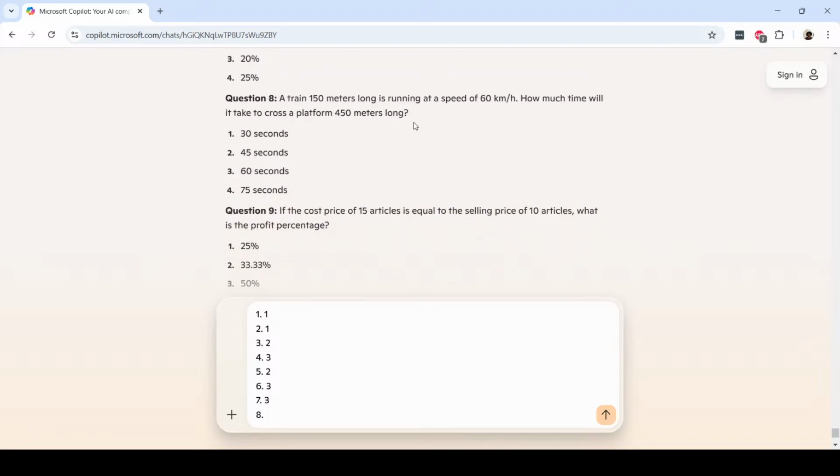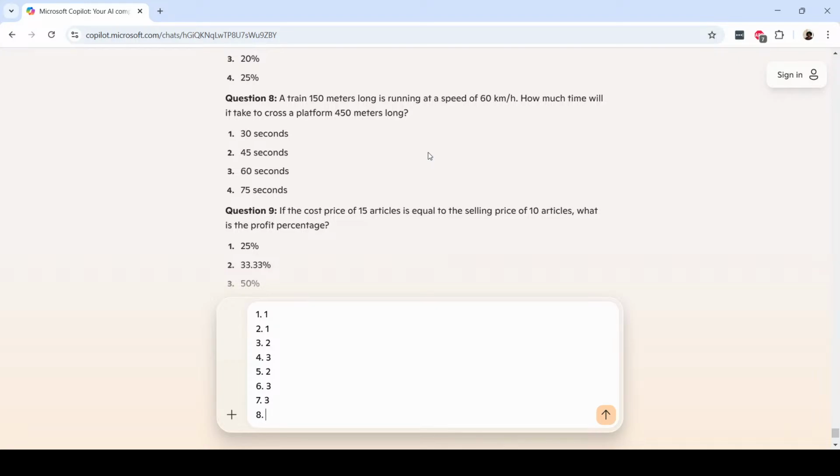A train 150 meters long is running at the speed of 60 kilometers per hour. How much time will it take to cross a platform 450 meters long? So now we need to cross the platform. How much time will it take for the first point of the train to enter until the last point of the train exits? So the total distance it needs to cover is 450 plus the train's length, that is 150, which is 600. So 600 meters it has to cross, and how much time will it take?